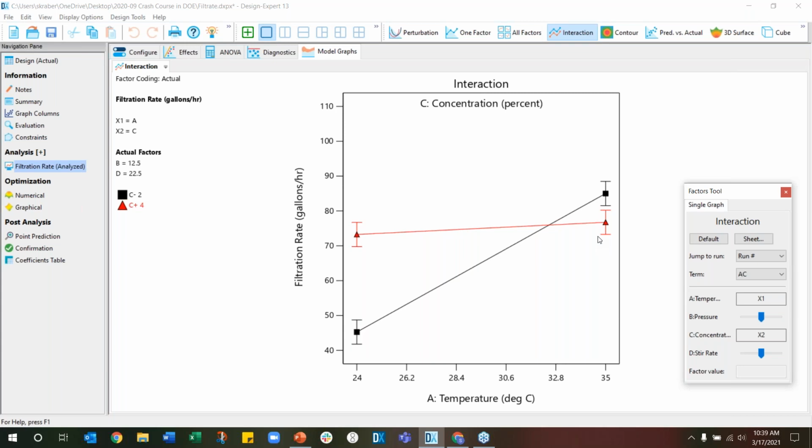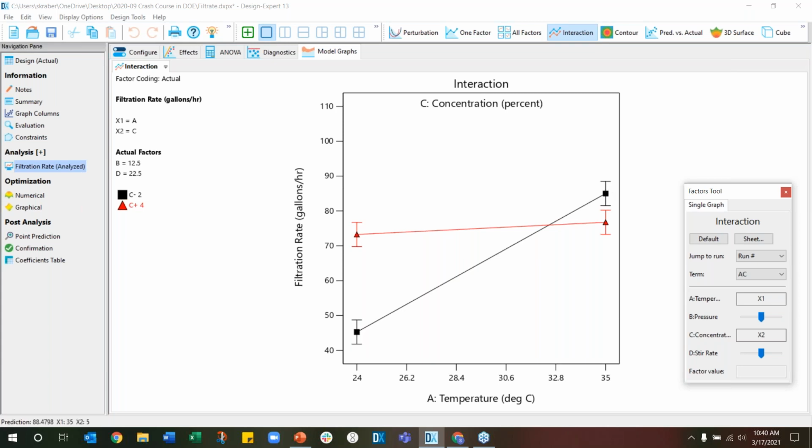If you remember the original goal, we were trying to increase filtration rate, and we were also trying to use the lower amount of formaldehyde. So the black line was desirable. So this is good. It's showing us some good results. If we are up here at this point, that's the higher temperature, but it's also the lower concentration. It's the 2% concentration. Okay, so this point is good.